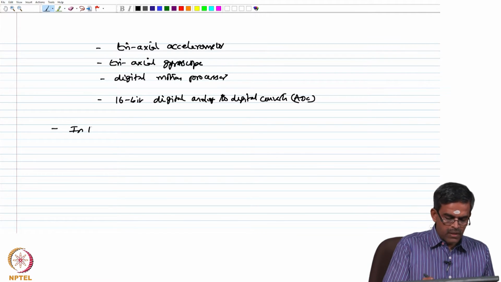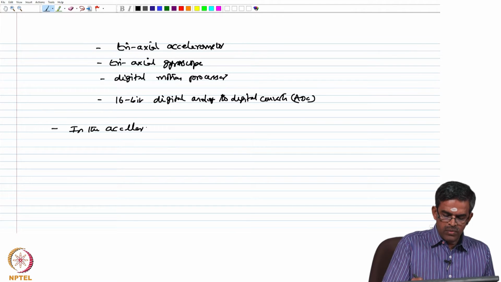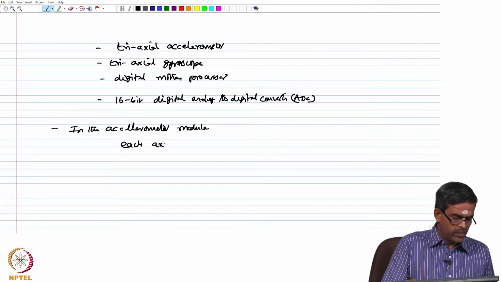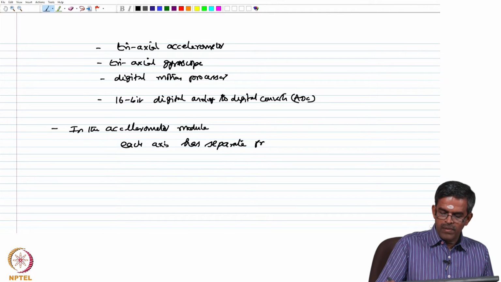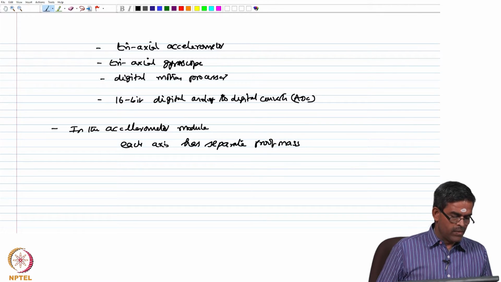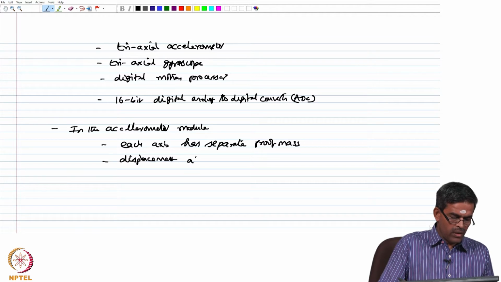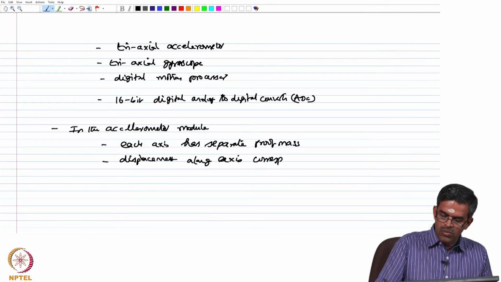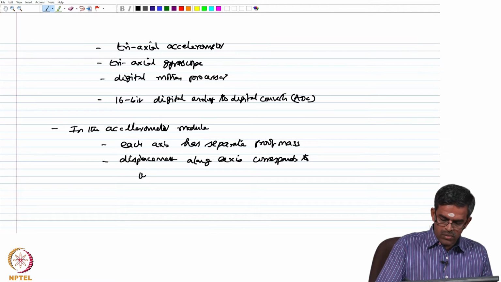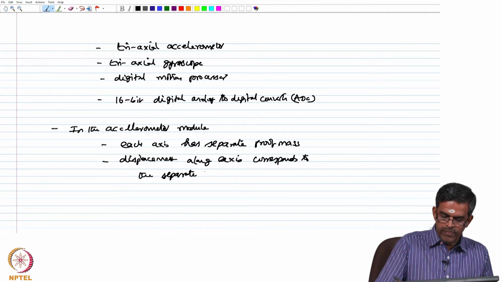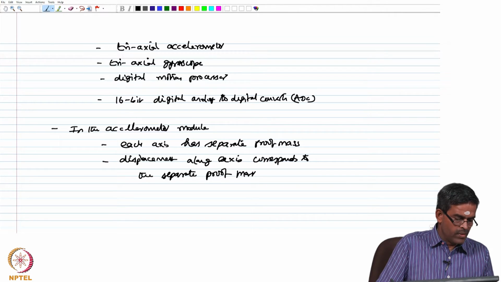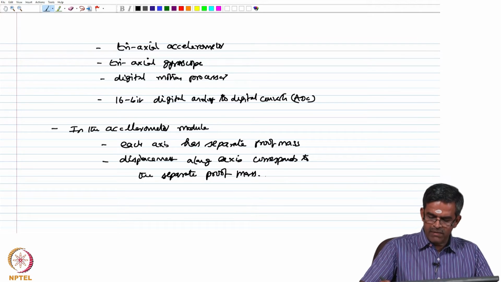Now, in the accelerometer module, each axis has a separate proof mass, while displacement along each axis corresponds to the separate proof mass in the respective axis. Okay.